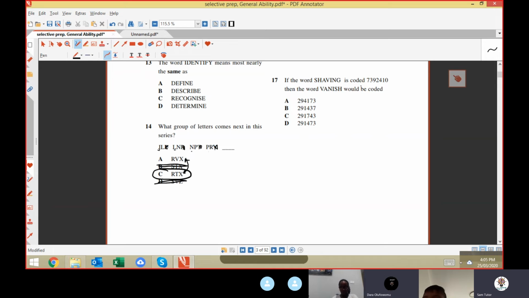If the word shaving is coded 7392410, then the word vanish would be coded... That's easy. S is 7, so the second last one should be 7. That's wrong. 3 is the same. I'm looking at the I. I is 4. The answer is D. Anybody have any issues with that one? No. 7, 3, 9, 2, 4, 1, 0, and you just line them up. That's a really easy one.